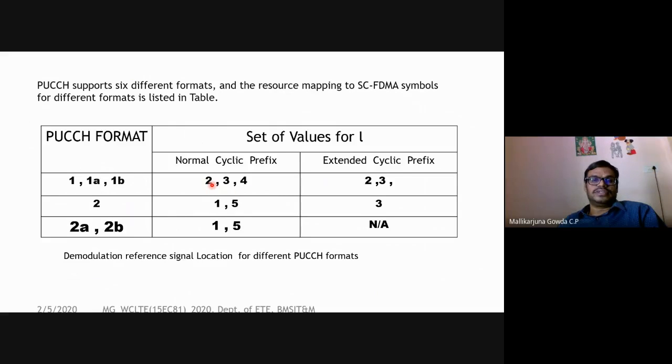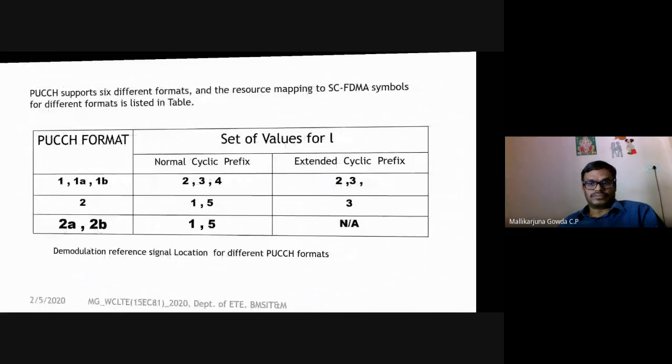Meaning the second, third, and fourth OFDM symbol is used for transmitting the PUCCH format reference signal. For extended cyclic prefix, it will be 2 and 3. For PUCCH format 2, it is 1 and 5. For 2A and 2B also, it is 1 and 5, and for extended cyclic prefix, it is 3. And for this, it is not applicable. I will show that also.